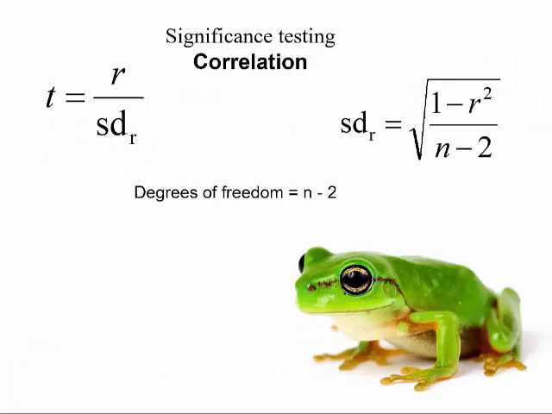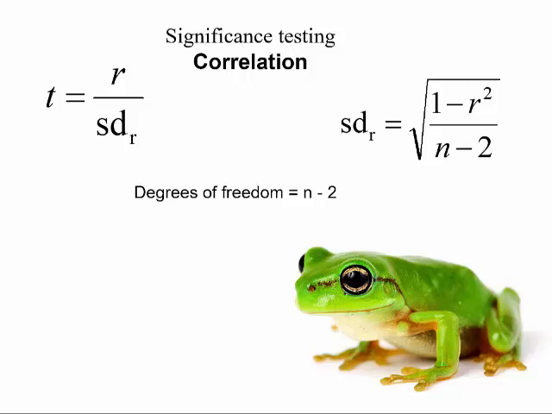So if the lowercase r, the simple bivariate correlation, is the effect size, giving us the relationship between x and y, ignoring the other predictors, how do we test the significance of that correlation? Well, we've already talked about that. We can test significance of a correlation with a t-test. And this is just review from our previous unit.